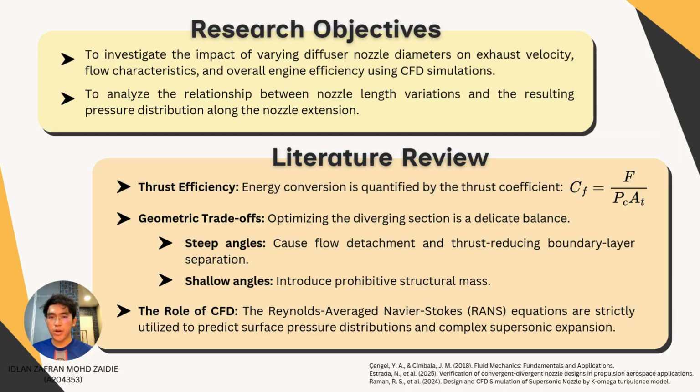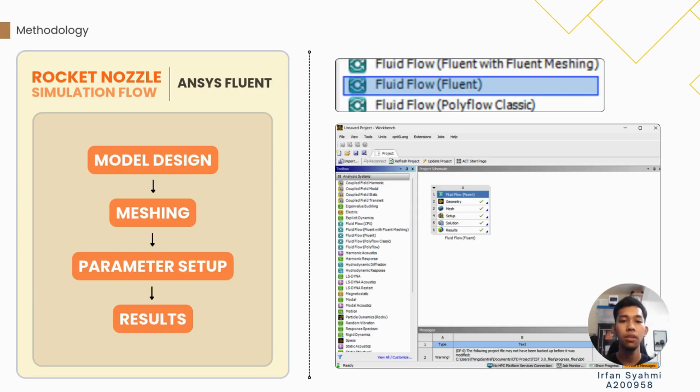To navigate this, we look at the role of CFD. As supported by the foundational work of Cheng and Chimbala, Estrada, and also Raman and others, the Reynolds-averaged Navier-Stokes, or RANS, equations are simply utilized to accurately predict surface pressure distributions and complex supersonic expansion. Now I will present the methodology of our project.